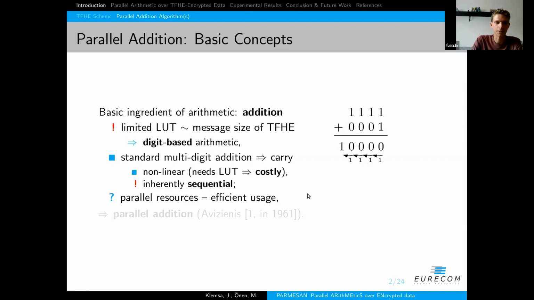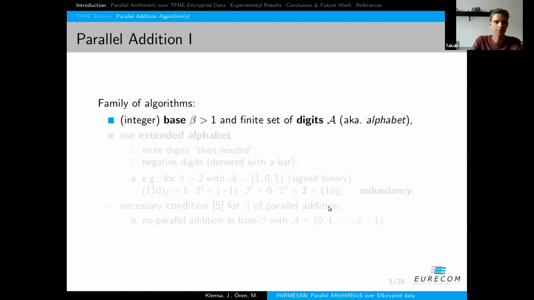And the question is, what can we do better if we have sufficient parallel resources? How can we use them efficiently? And the answer to this question is that we may use parallel addition, which was introduced back in 1961. And since then it was extended, generalized, and improved. Okay, let's go a bit deeper. Parallel addition is not a single algorithm. As I said, it's a family of algorithms defined by an integer base beta and a finite set of digits, also known as an alphabet.